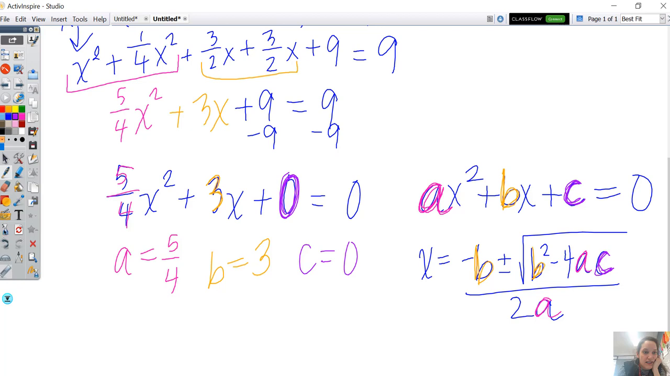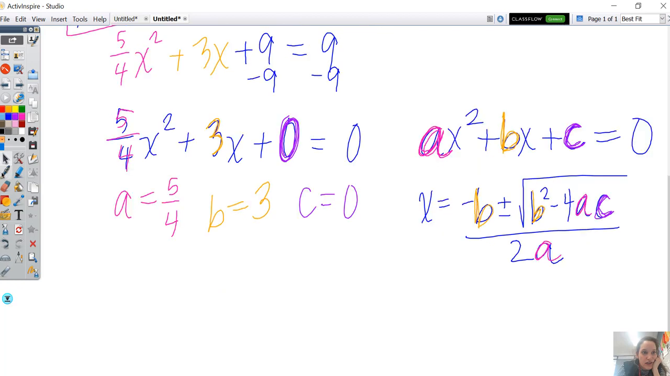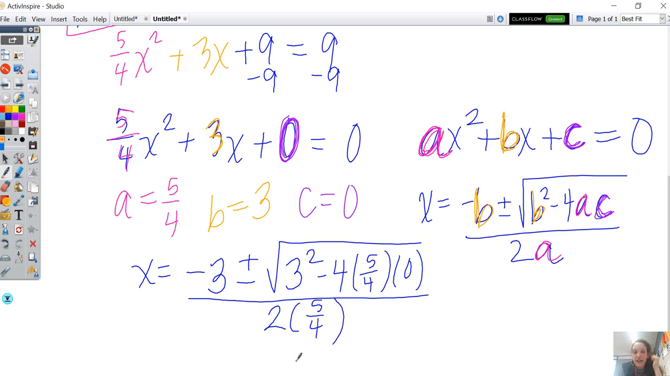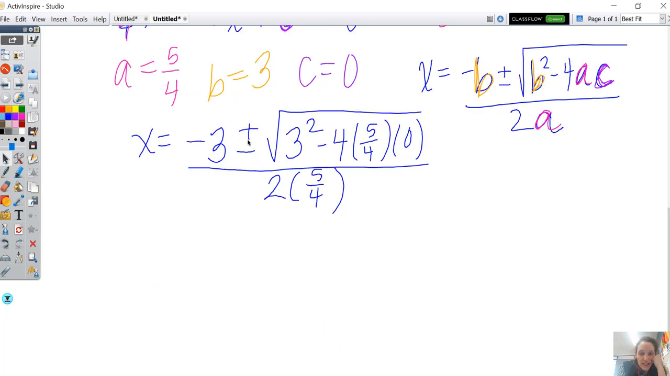So when we plug this into our equation, we are going to have x is equal to negative b, which is negative 3, plus or minus the square root of 3 squared minus 4 times 5/4 times 0, all over 2 times 5/4. So you're going to type this into your calculator twice. Once where you do plus the square root, and again where you do minus the square root.